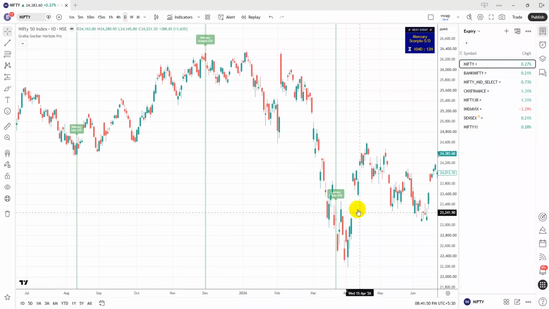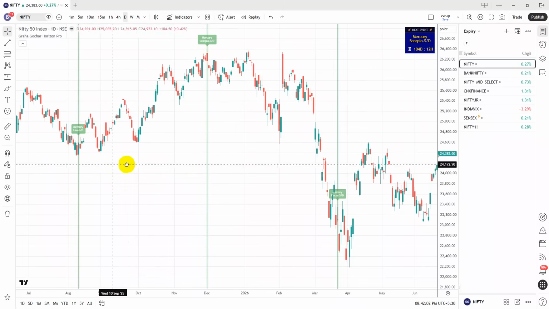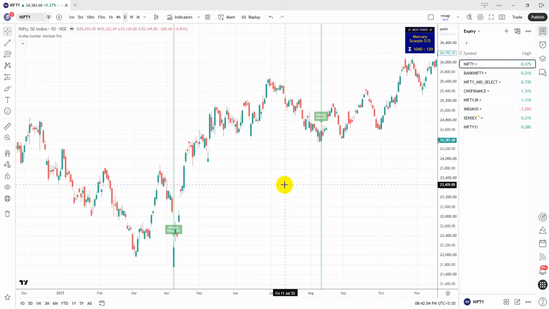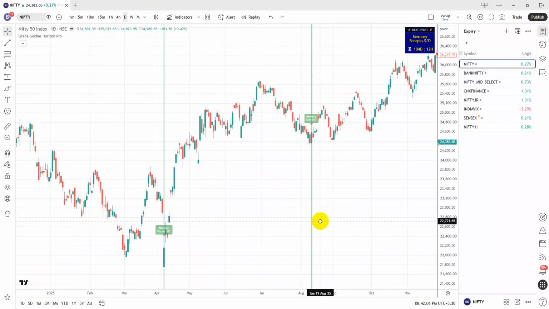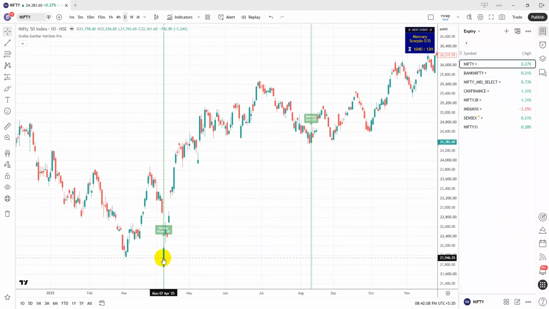It's not every time it moves. See, Mercury turned direct in Scorpio, which is a negative zodiac sign. We made a top, and from there we had a nice fall. Mercury moved direct, and from there a bottom, and the market gave you a big move. And the most important thing, remember this, 7th April.